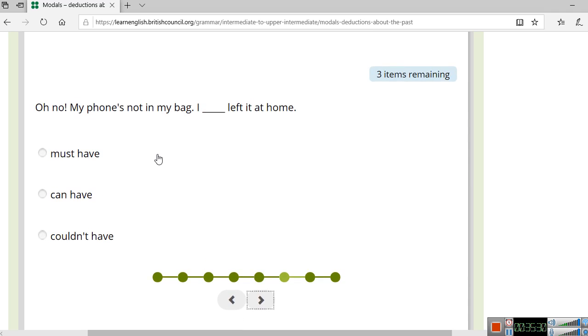Okay, my pleasure. So this exercise: Oh no, my phone's not in my bag. I blank left it at home. I have must have, can have, and couldn't have. So, Angie, please help me with this one.